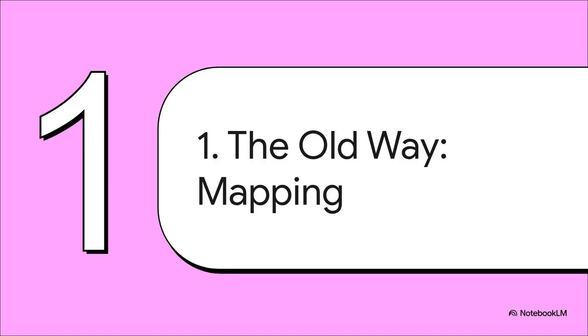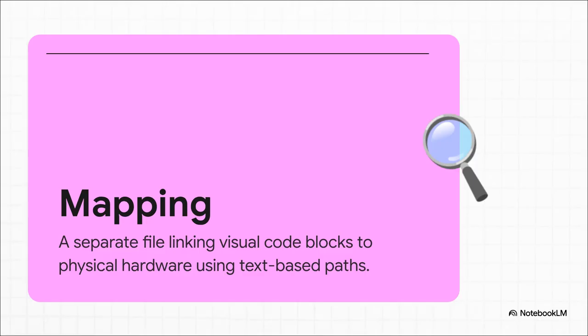So, that handwritten address book in our little story. In the logiBUS world, that was a system called mapping. And for a long time, it was the only way you could connect your beautiful visual code to the real, physical world of buttons, switches, and displays. And here's the really crucial part to understand. This mapping was a completely separate text file. It lived outside your visual program.